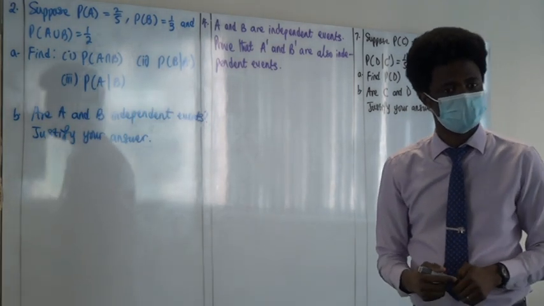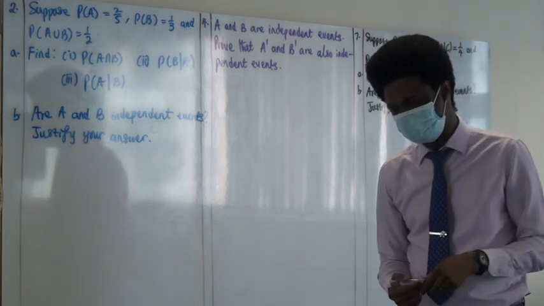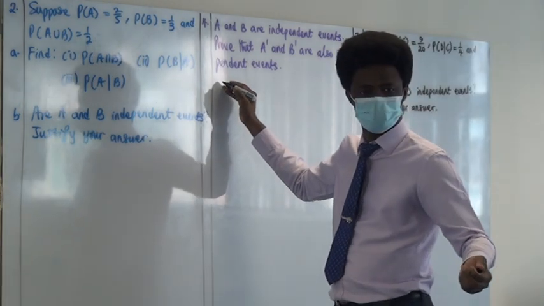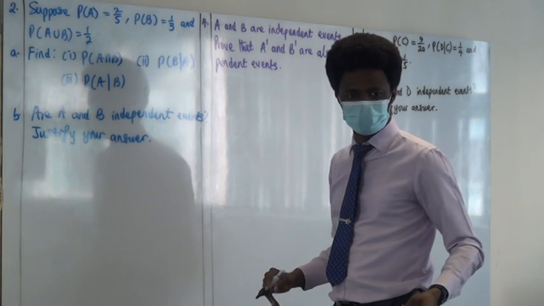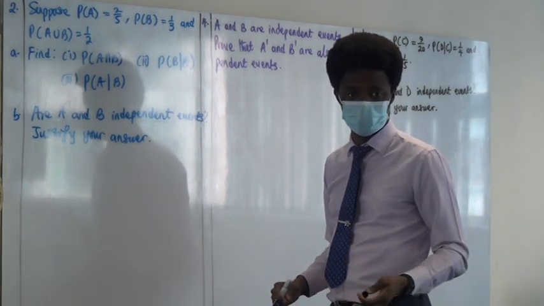A plus A prime equals 1. Say that again? A plus A prime equals 1. Yeah. Okay, so what with that? A plus A prime is not 1, by the way. Oh, A is a set.